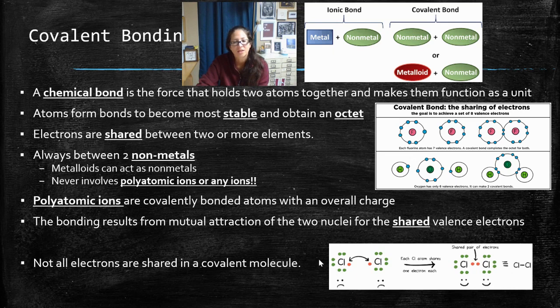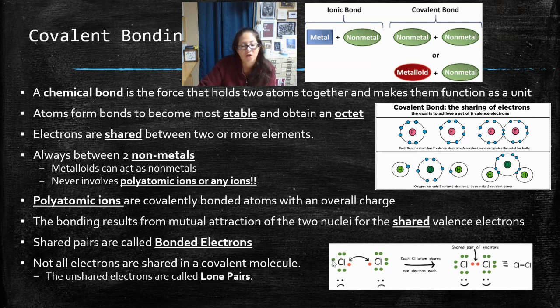The green ones, we would call these lone pairs. They're not being shared. They're unbonded. So we would call the pink or the red ones bonded electrons. So that's where a bond is. So between a chlorine atom and another chlorine atom, there is one bond. And that bond is a single bond because there's only one of them.